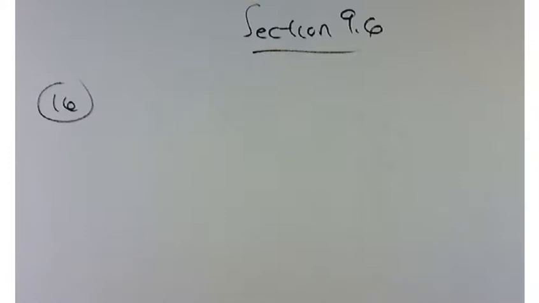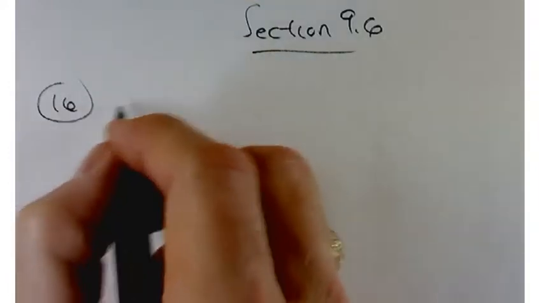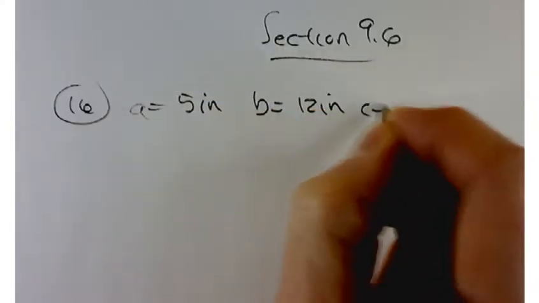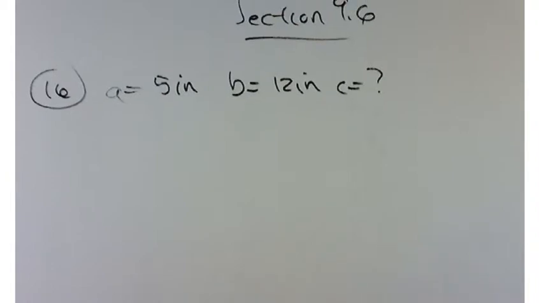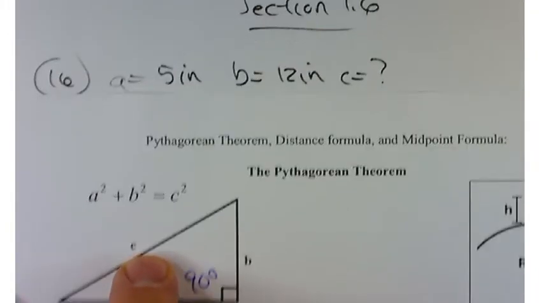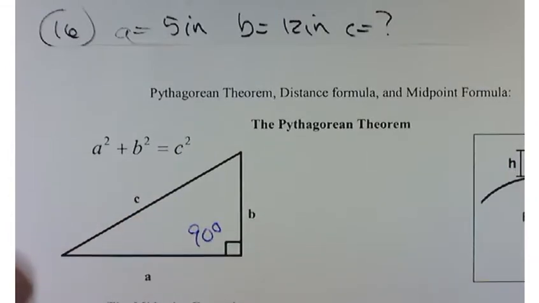So what's going to happen quite often in these types of problems is you're going to be given a little bit of information and asked to solve. So problem number 16, for instance. This is section 9.6. Problem 16, they tell us that A is 5 inches, B is 12 inches, and they ask us for the length of side C, basically the hypotenuse. And you can assume that your triangle is in this form, A, B, and C. C is going to be the length of the hypotenuse always in these types of problems.